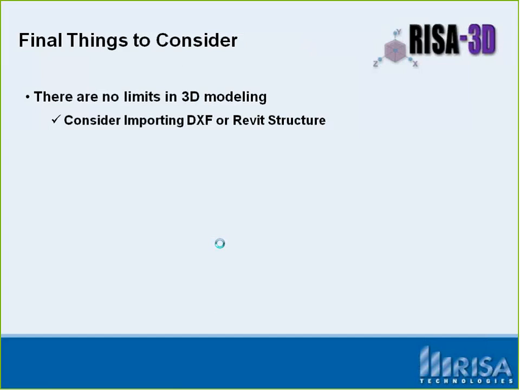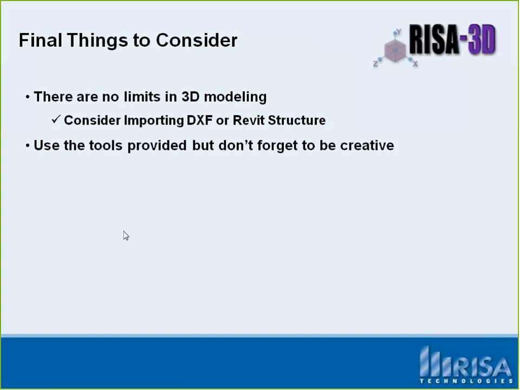Also consider importing DXF or Revit Structure. If you have a really difficult model to work with and you already have something drawn up in either of those programs, just import it. You can even import just points and connect those points. So try to be creative is the point. Don't forget that you can use the tools available, like the high-level generation tools, but you can sort of work with those and create whatever type of model you need to.